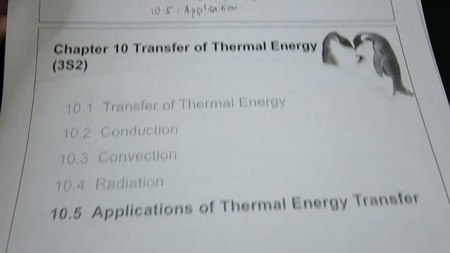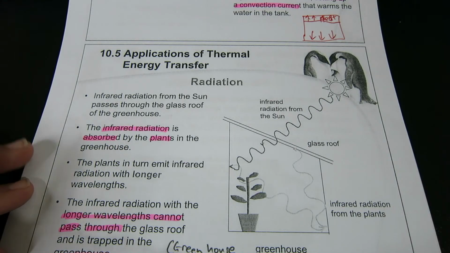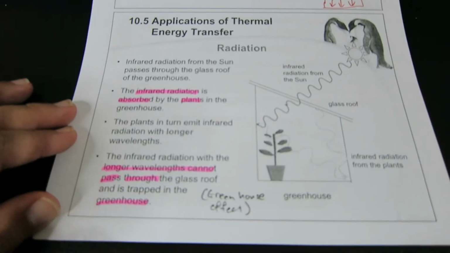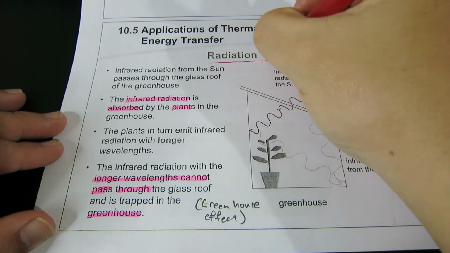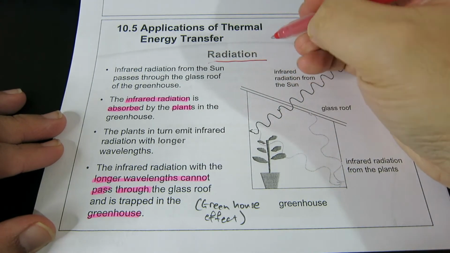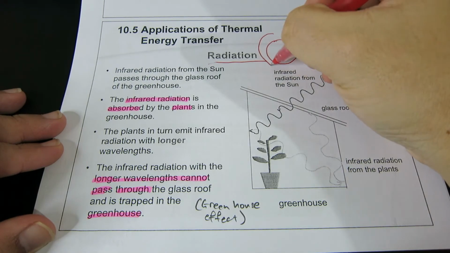Alright, let's talk about some applications of radiation. We're back now with the applications just after convection. We're going to talk about applications of transfer of thermal energy for radiation. Now, we have all heard about the term greenhouse effect, but what exactly is it? We know that it contributes to the rapid warming of the Earth, right?